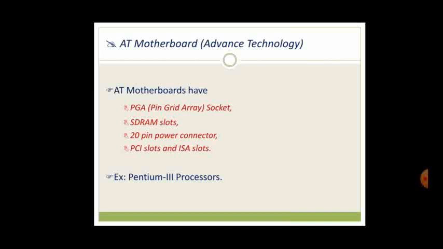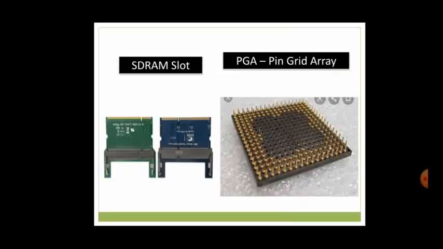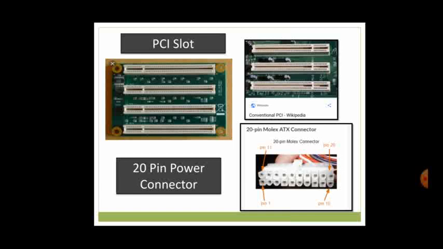Okay, so these are the different images where we can see SDRAM, PGA socket. Here you can see pins, pin grid array. These pins are arranged in the form of an array, that's why it is called pin grid array. Here you can see PCI slot. These slots are peripheral component interconnect. Finally, here you can see 20 pin power connector. These are the pins that are used to supply power to the motherboard.